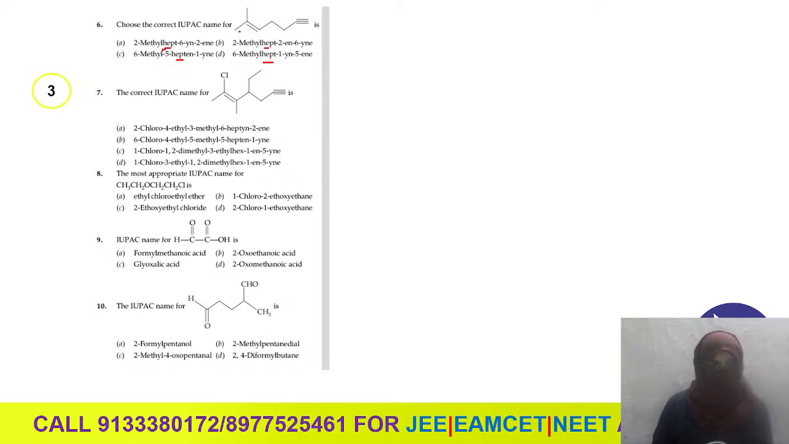In such a case, just start numbering from the double bond, an easier way, because double bond has higher priority. If you check, double bond has higher priority. Hence, I'm starting numbering from the left side. 1, 2, 3, 4, 5, 6, 7. At 2, double bond is there. At 2, methyl is there. Hence, 7 carbons for hept.